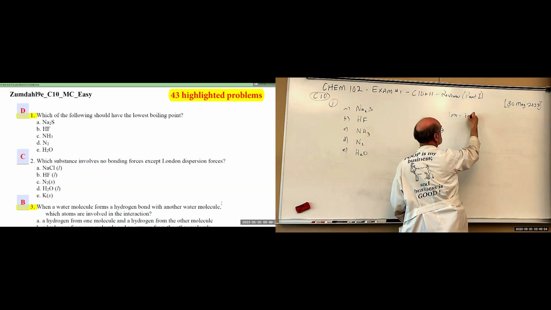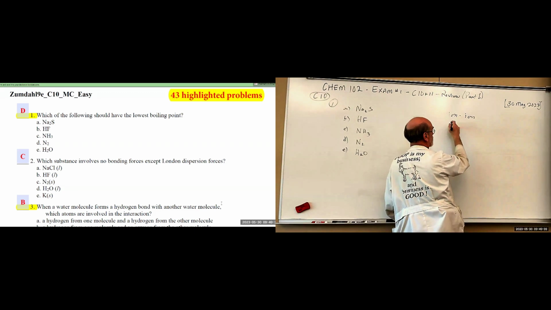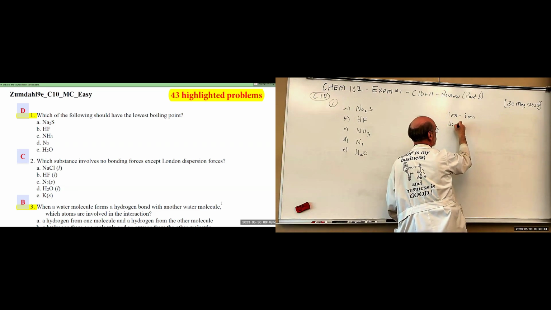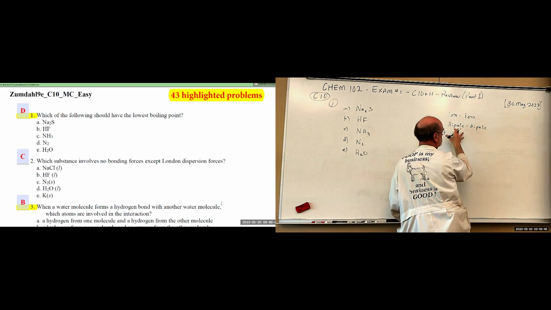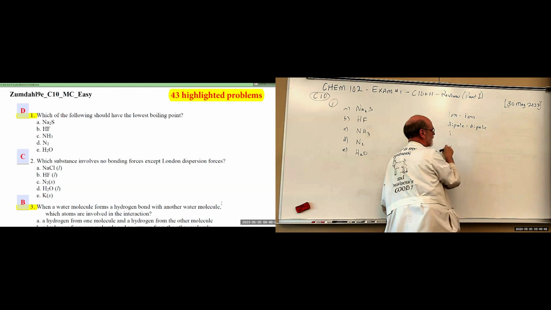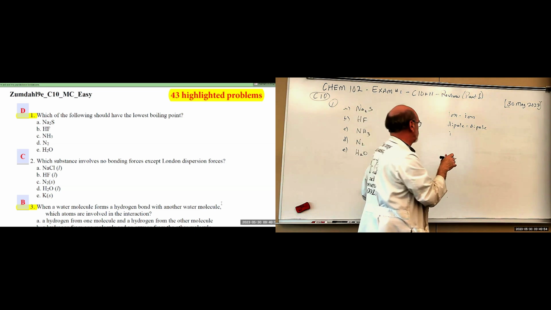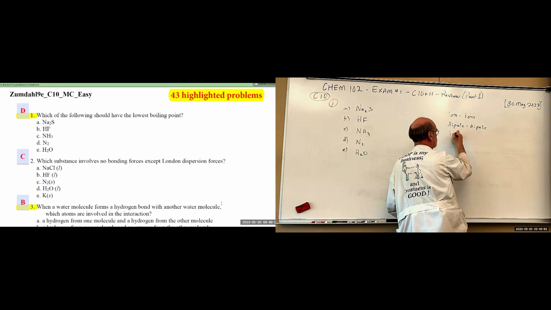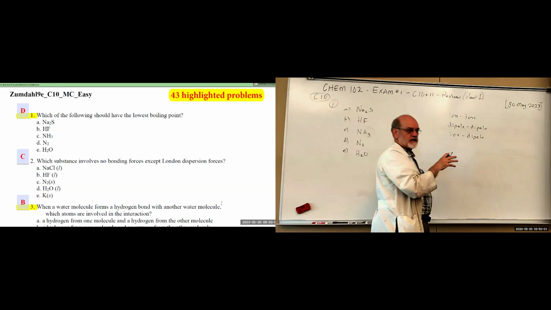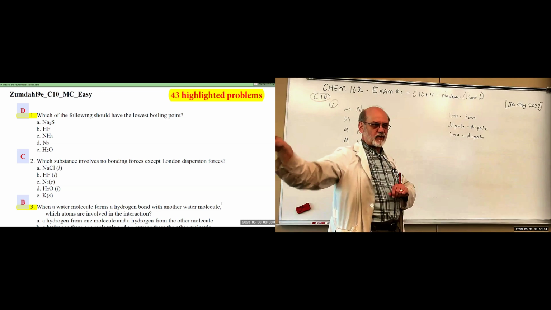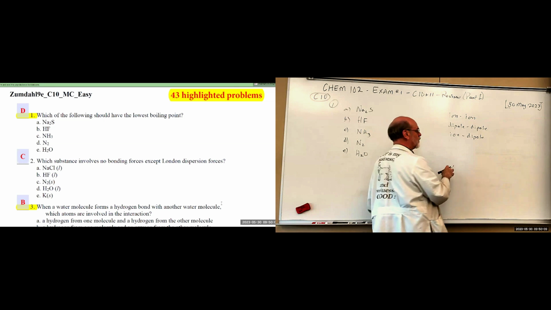ion-ion interactions, right, for ionic compounds, cations and anions. We could have dipole-dipole interactions, which are a little bit weaker. Or we could have ion-dipole, because if molecules are large enough, they can have an ionic end and a dipolar end. We haven't covered that, so we're not going to hammer that one too hard.